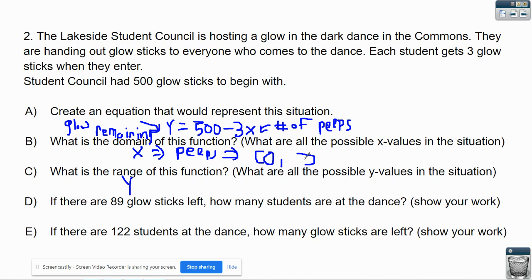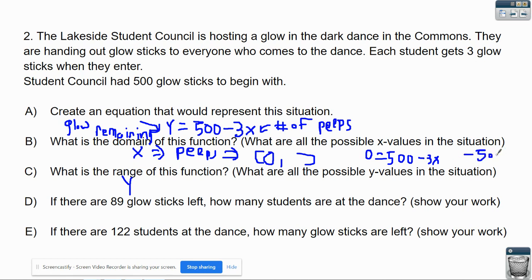Now, the most number of people that can come in is when I run out of glow sticks. So a couple ways you can go about this, but the easiest way is just thinking, okay, I need to know when I run out of people. And this will be when I run out of glow sticks. So I run out of glow sticks when my Y is at 0. Okay, so 500 minus 3x. Now I just kind of have to solve for x, so minus 500 from both sides, then divide by negative 3. So kind of went fast there.